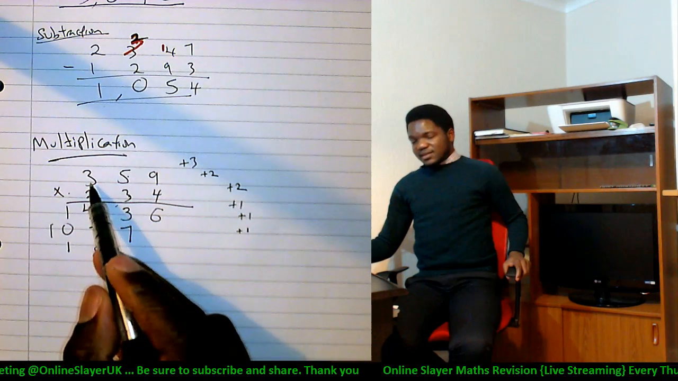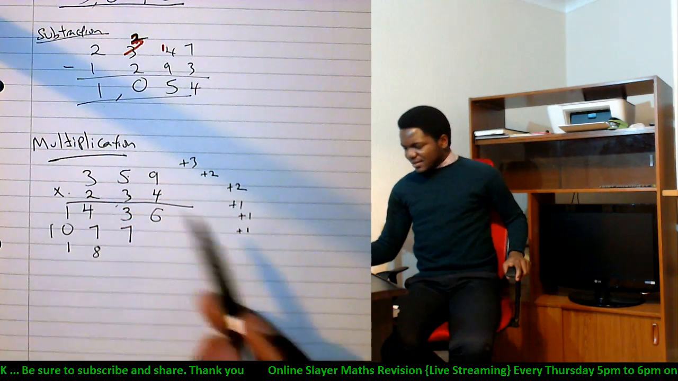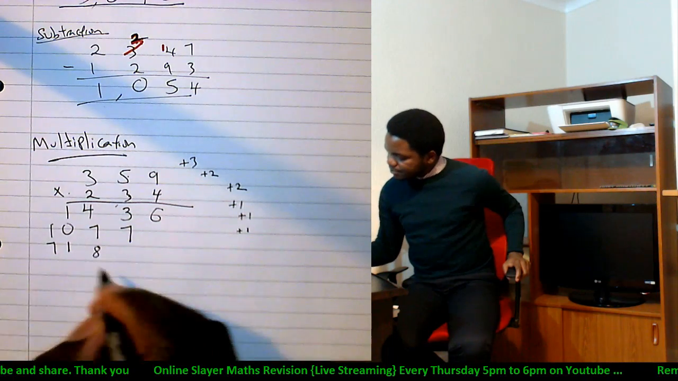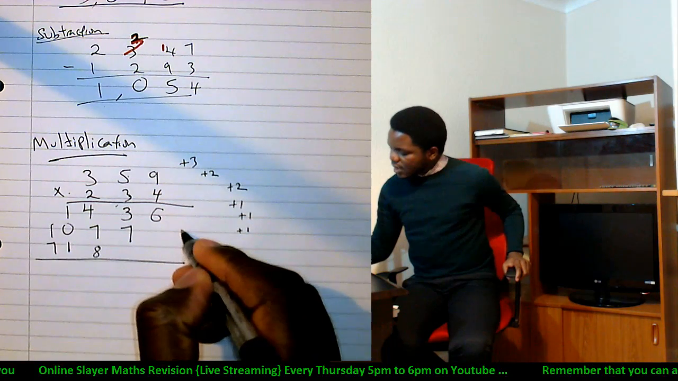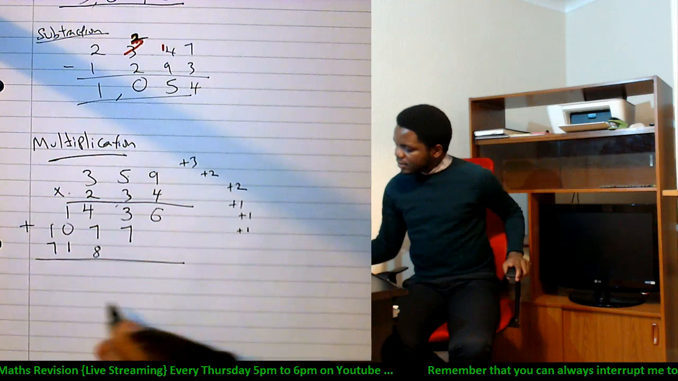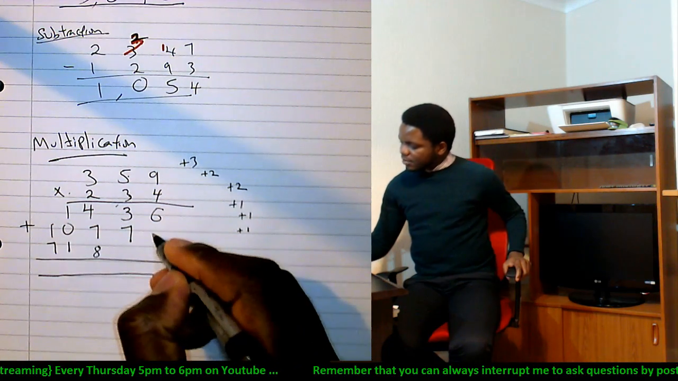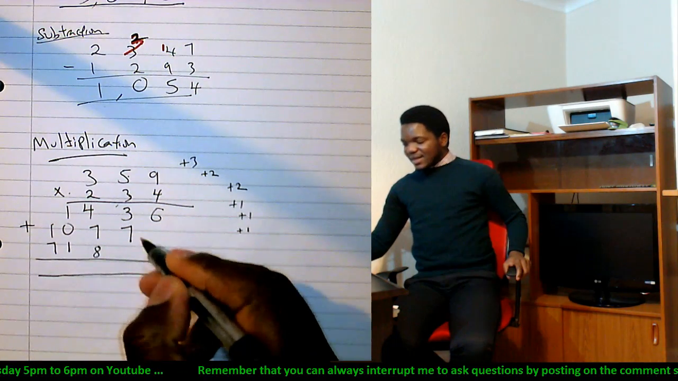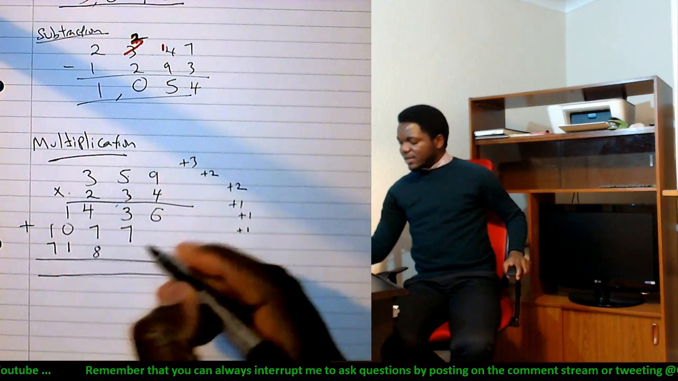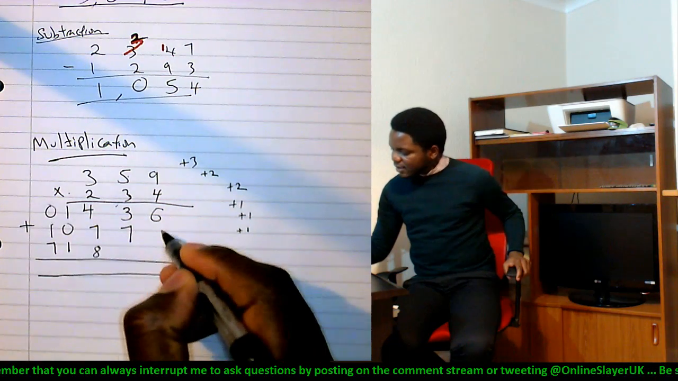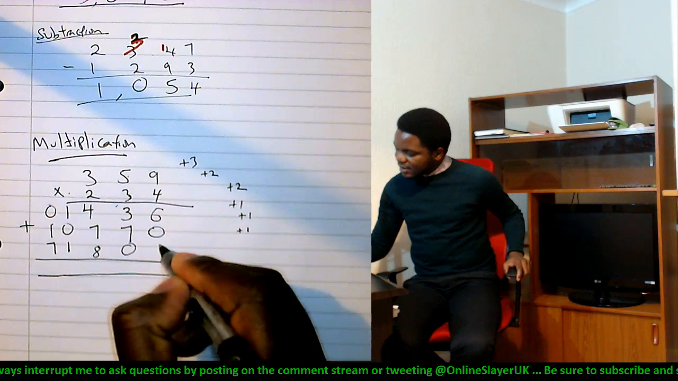2 times 6 is 12, 2 times 3 is 6 plus 1 is 7. All we want to do is to add this up, and that's our answer. But I want to be sure I'm adding exactly in the proper vertical direction. So I'm just going to put 0 here, 0 here, because there's nothing there, there's nothing here.